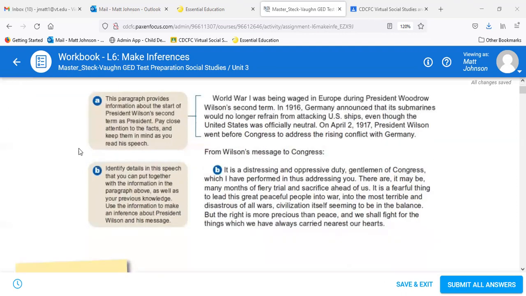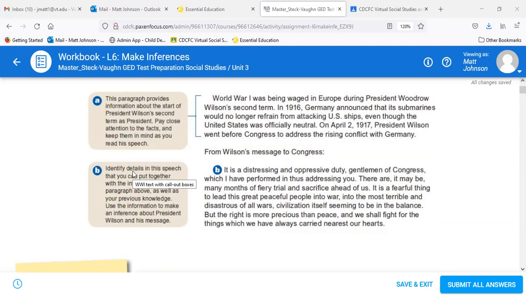And this is from Woodrow Wilson's message to Congress. It is a distressing and oppressive duty, gentlemen of Congress, which I have performed in thus addressing you. There are, it may be, many months of fiery trial and sacrifice ahead of us. It is a fearful thing to lead this great peaceful people into war, into the most terrible and disastrous of all wars, civilization itself seeming to be in the balance. But the right is more precious than peace, and we shall fight for the things which we have always carried nearest our hearts.